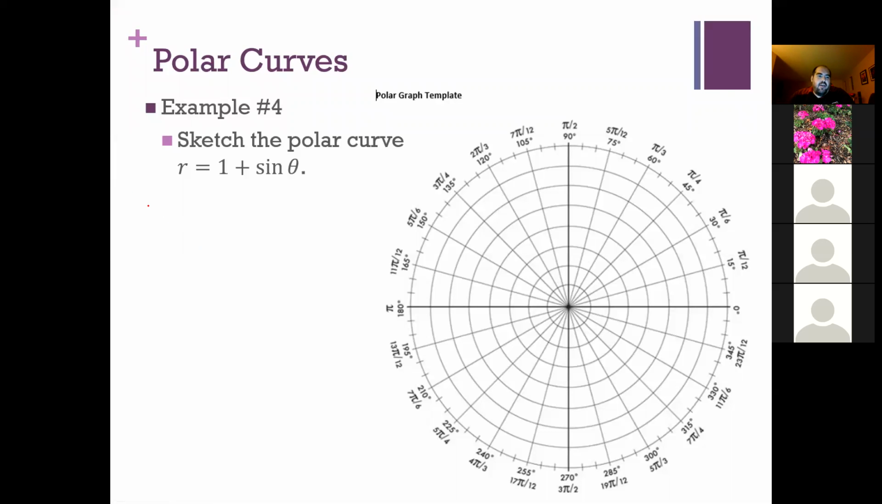So let's go ahead and try the quadrantal angles one more time and see if that gets us anywhere. So 1 plus sine theta equals 1 plus 0, which is 1. 1 plus 1 is 2. Then 1, 0, and 1.